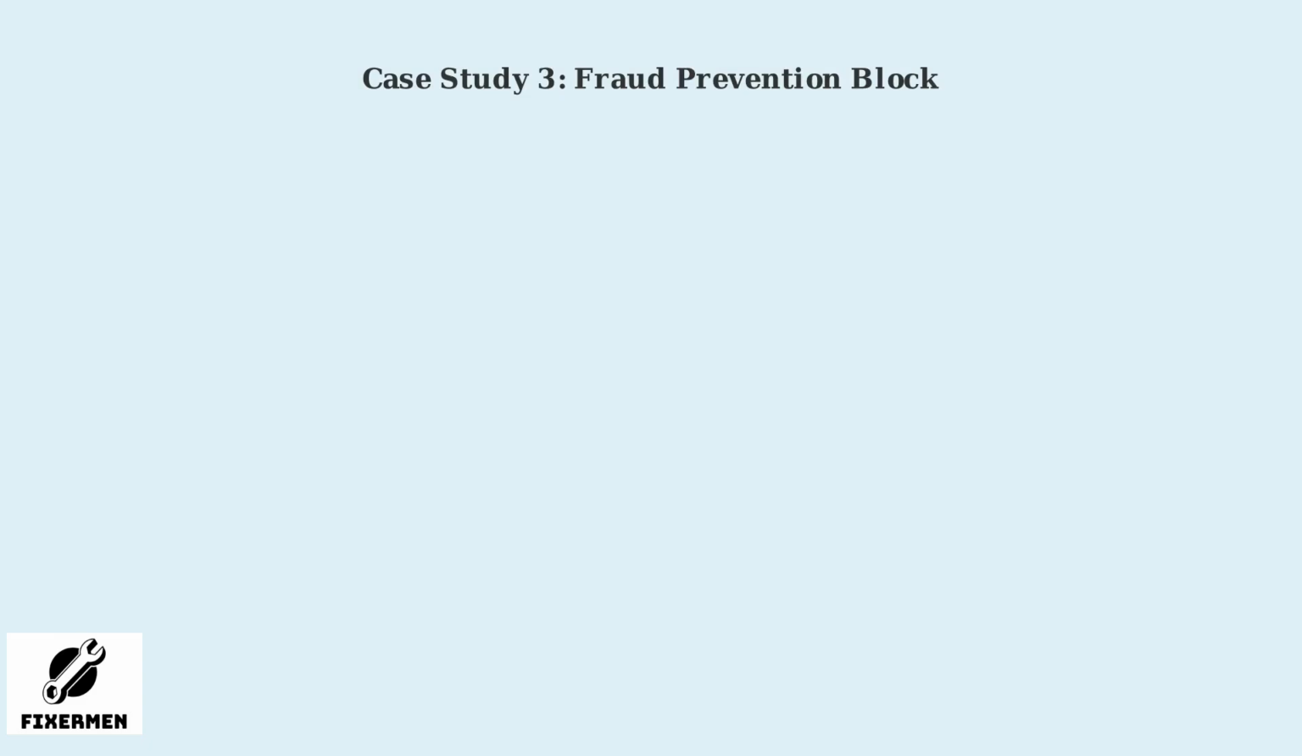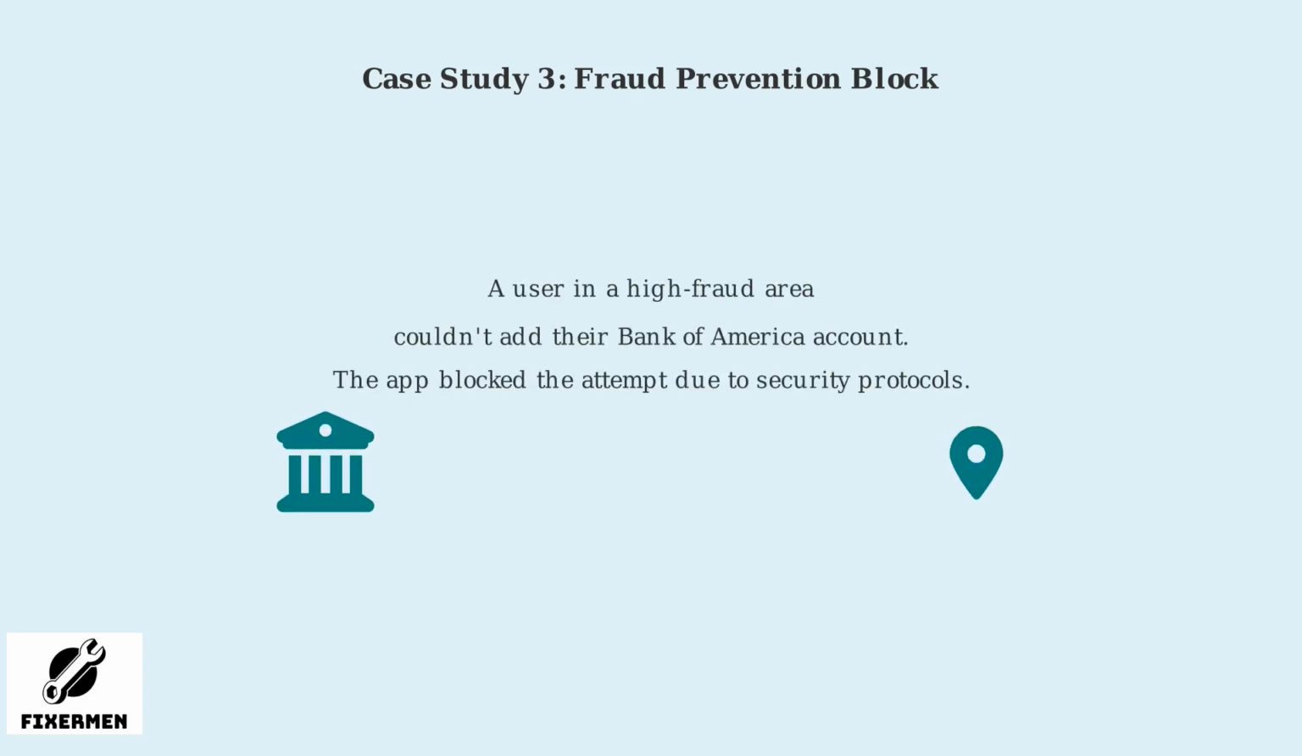Case Study 3 demonstrates how Cash App's security measures can sometimes block legitimate users in high-fraud areas. A user trying to add their Bank of America account faced this issue due to automated fraud detection systems. The system detected unusual activity based on the user's location and IP address, triggering a security block to prevent potential fraud.